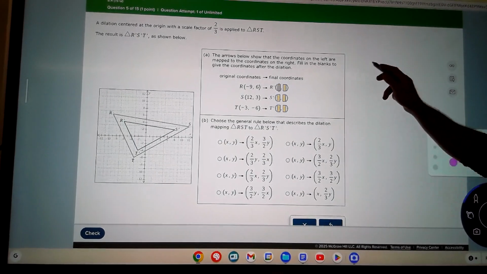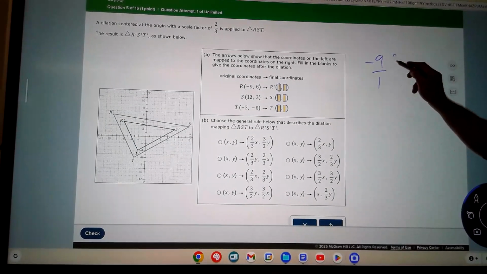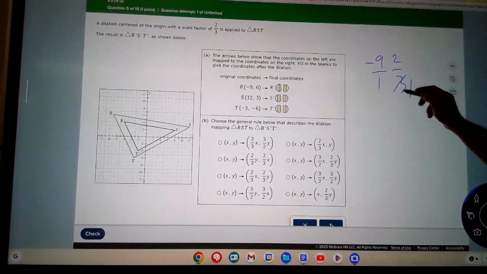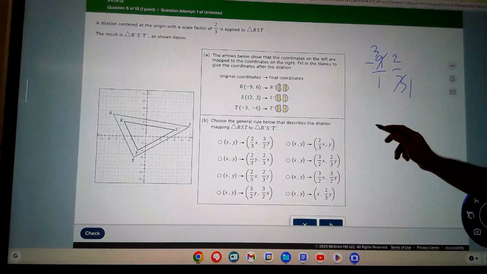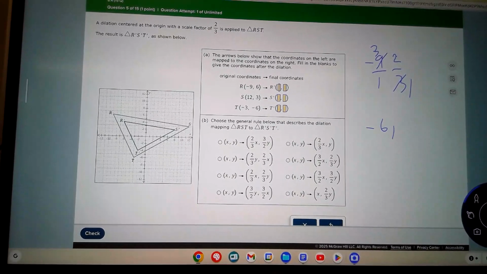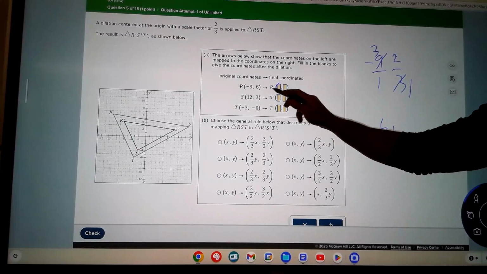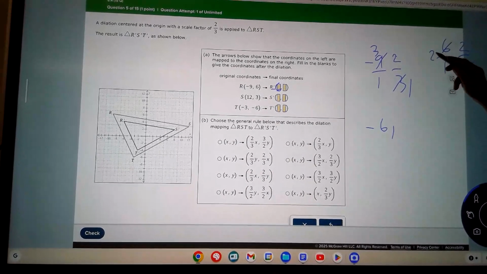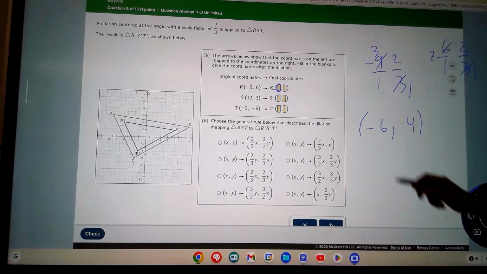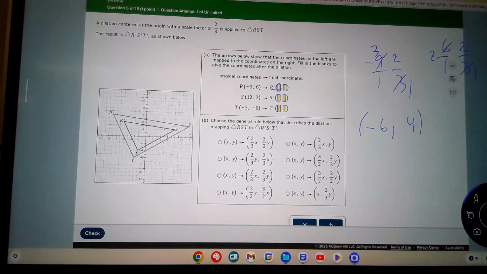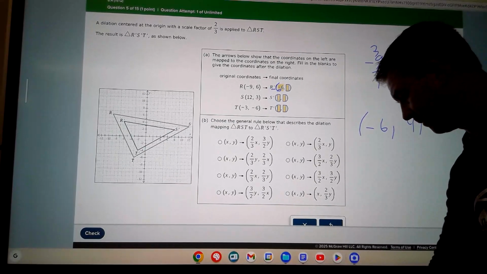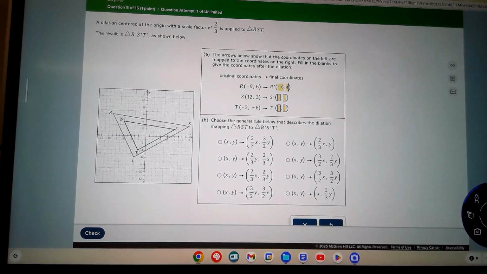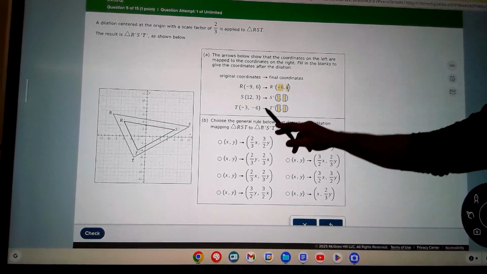If you want to do the math and take -9 times 2 over 3, 3 goes into 3 once, 3 goes into 9 3 times, 3 times 2 is 6, so -6. That would be where I would put that right there. And then I'm taking 6 over 1 times 2/3. 3 goes into 3 once, 3 goes into 6 twice, 2 times 2 is 4. So my first point would be -6, 4. So I could type that -6, 4, just like that. Now, you can do the rest of them.